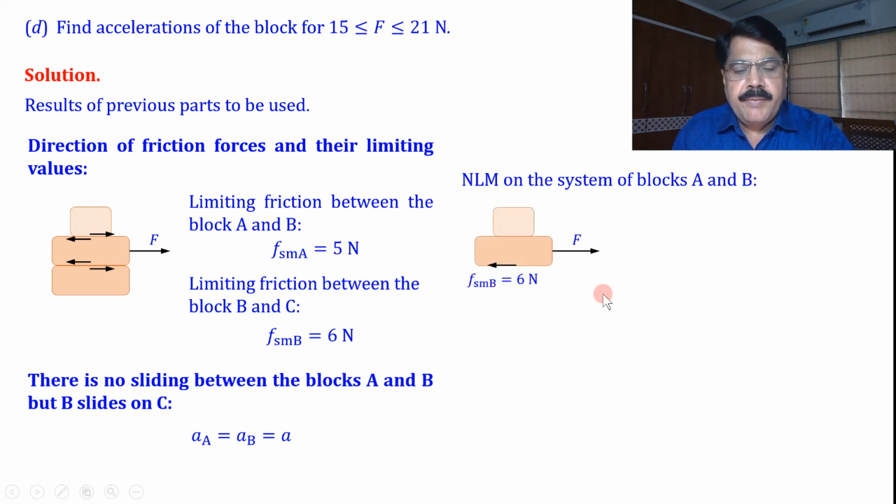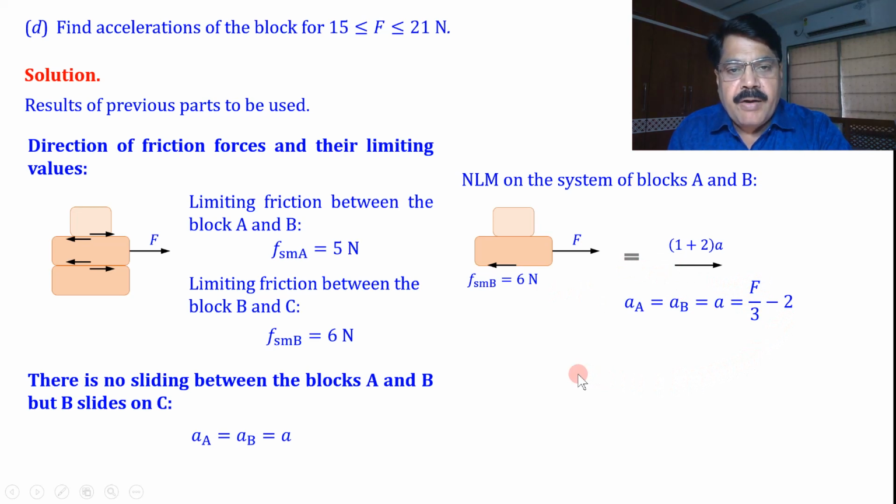NLM on the system of blocks A and B. So we draw the FBD. We show only the horizontal acting forces. So F was applied on block B, and the kinetic friction between block B and C will be equal to the limiting value because mu S and mu K are equal. So 6 equals the mass of blocks A plus B, (1 plus 2) into a. So a_A is equal to a_B is equal to a is equal to (F minus 6) by 3, so F by 3 minus 2.